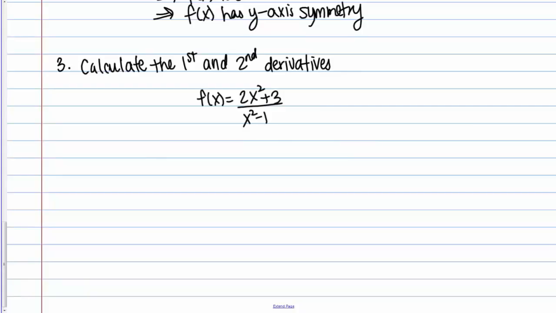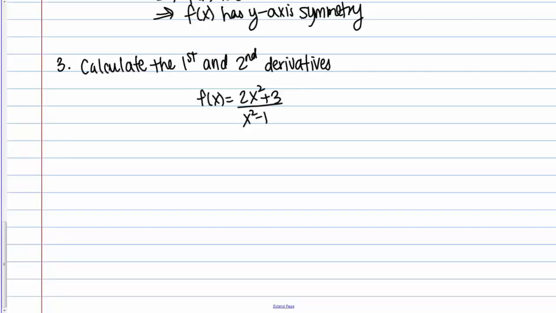All right, moving on to step 3. Step 3 is to calculate the first and second derivatives. And we want to calculate these derivatives because we're going to use them in the subsequent steps to find increasing, decreasing, concavity, extrema, and inflection points.